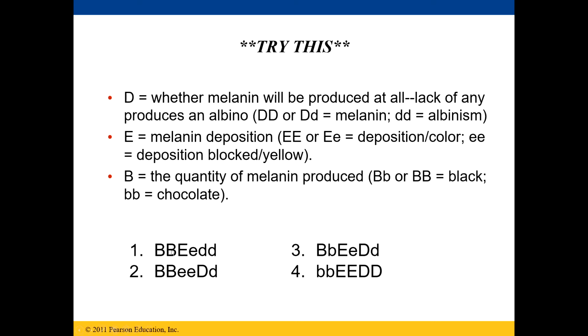So even if you inherit a homozygous dominant situation for quantity, it doesn't matter because you're not even producing it. So these are, again, so many variables that influence things like eye color, skin color, coat color in animals. All kinds of traits are like this. A lot harder to explain inheritance with this.